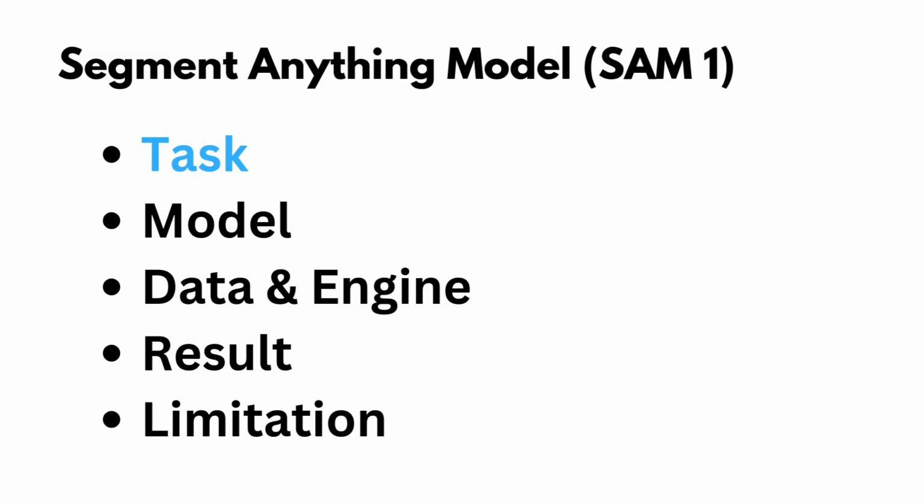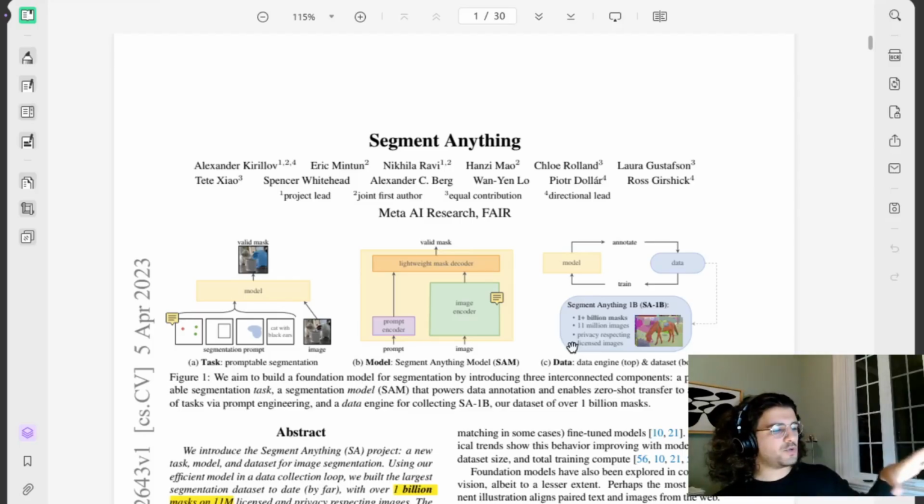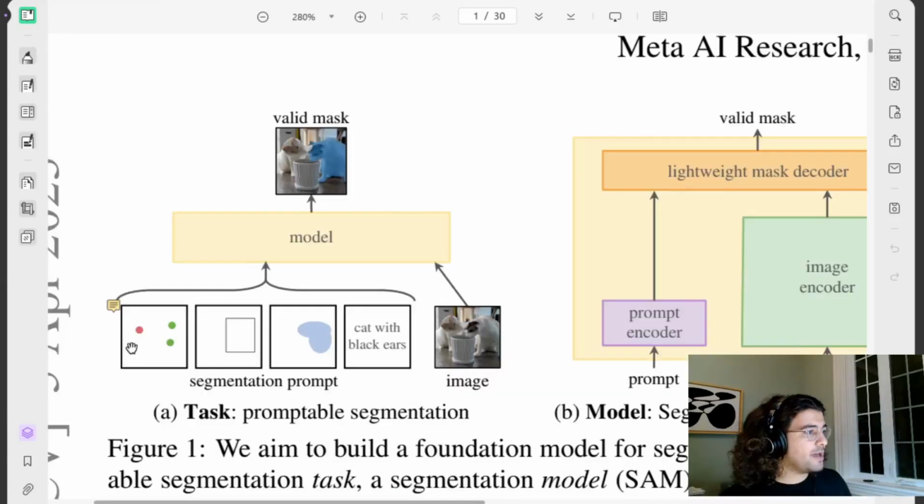Let's get started with the task and requirements that the authors used to design their Segment Anything model. The authors were mainly trying to develop a promptable model that was pre-trained on a broad dataset using a task that enabled generalization. You have the prompt, then you have the image, and then you have the mask. That's kind of the rough idea.